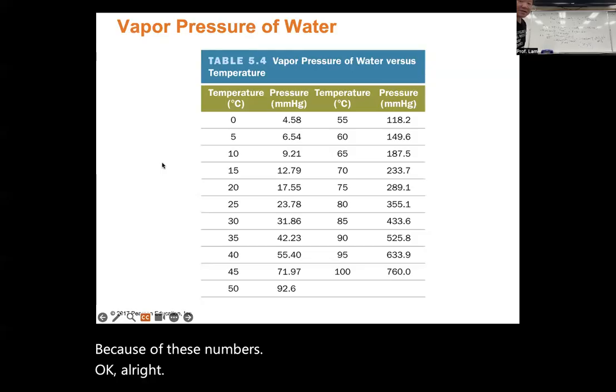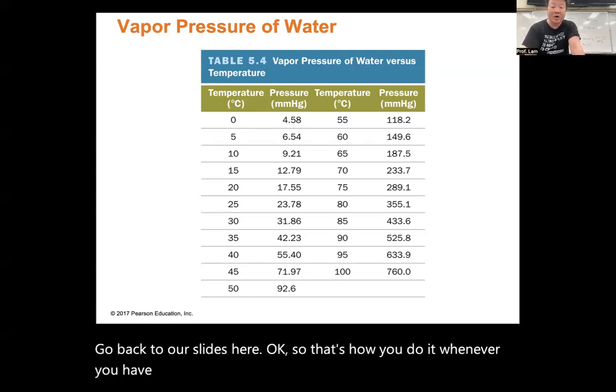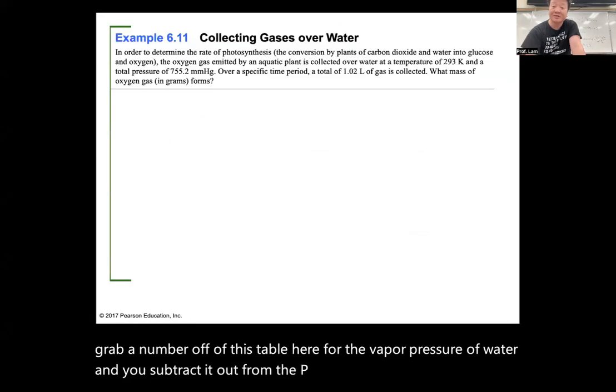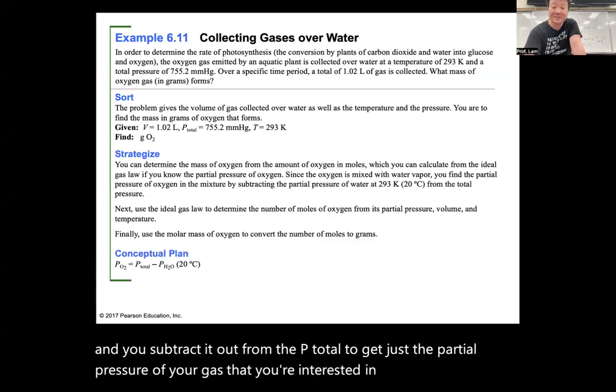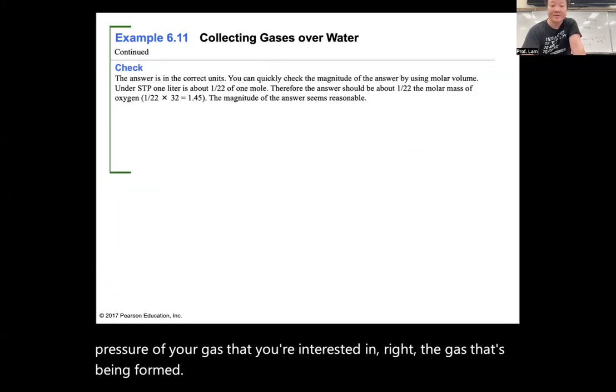Go back to our slides here. Okay, so that's how you do it. Whenever you have anything collected over water, just make sure that you grab a number off of this table here for the vapor pressure of water, and you subtract it out from the P total to get just the partial pressure of your gas that you're interested in, right? The gas that's being formed.